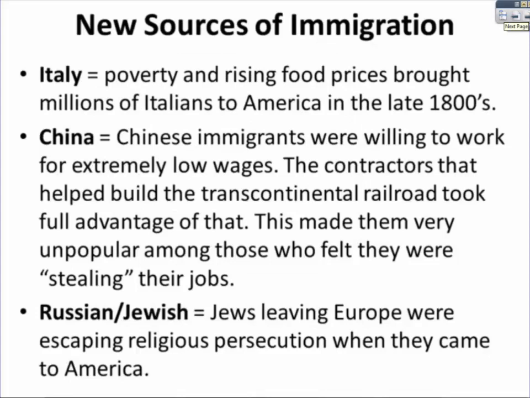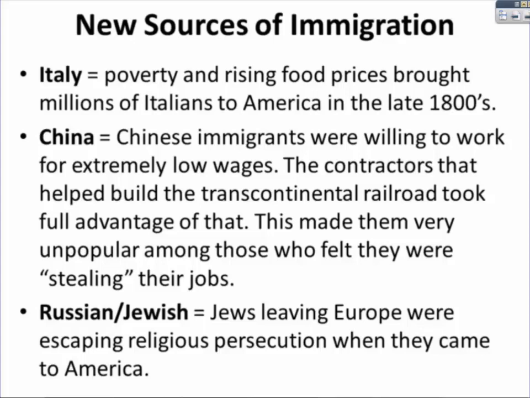A few of the new sources of immigration. Italy. Poverty and rising food prices brought millions of Italians to America in the late 1800s. Hence, some of the ethnic neighborhoods from the last presentation, like Little Italy in Chicago.